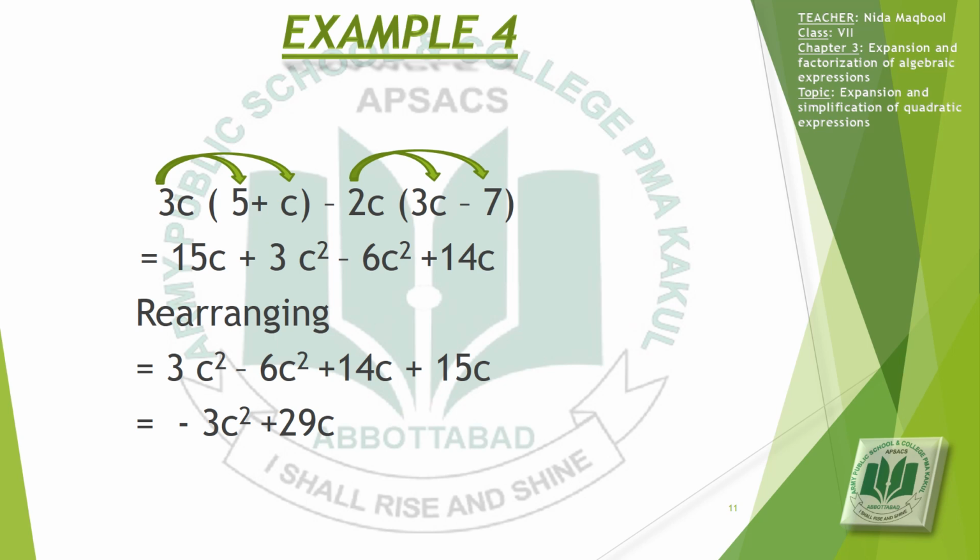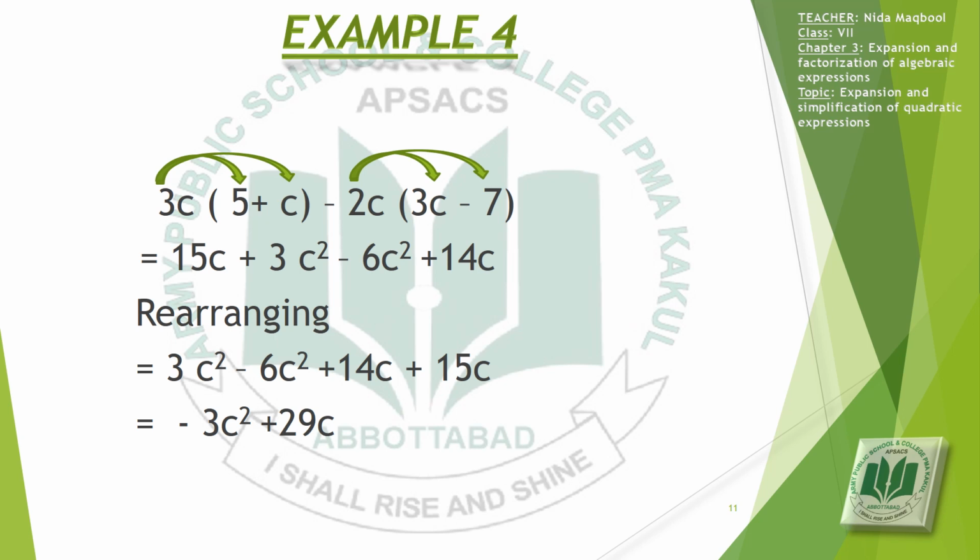3c when multiplied with 5 would give us 15c. 3c when multiplied with c would give us a product of 3c squared. Similarly, minus 2c when multiplied with 3c would result in minus 6c squared. And when minus 2c is being multiplied with minus 7, the product is positive, and 2 multiplied with 7 is 14. C would remain as it is.